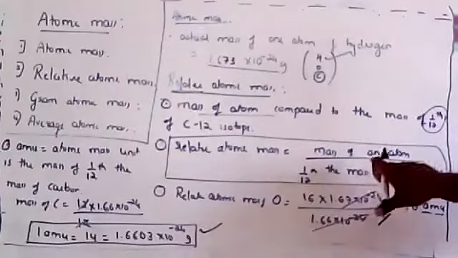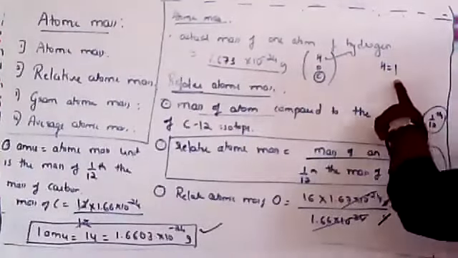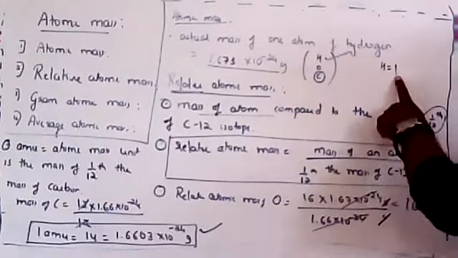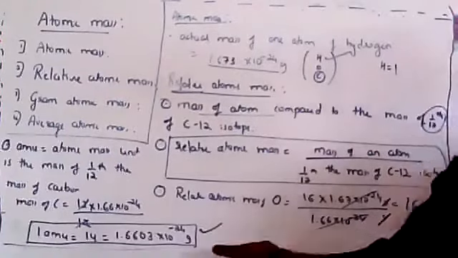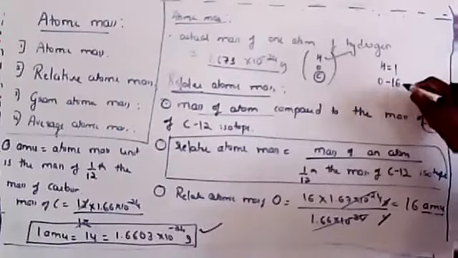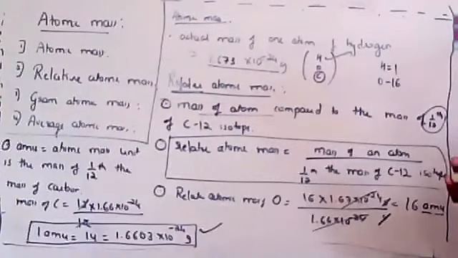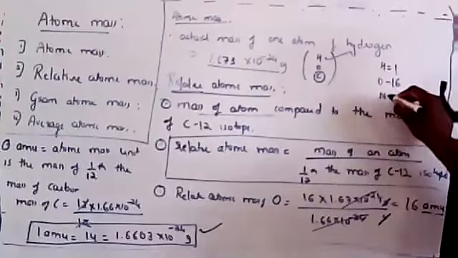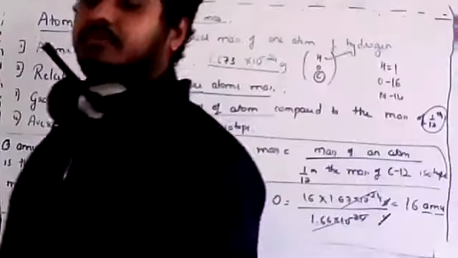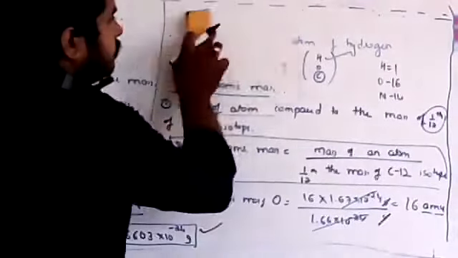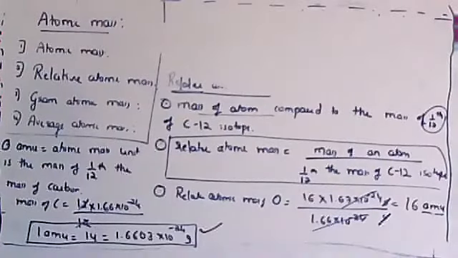Relative atomic mass. For example, the relative atomic mass of hydrogen is 1. What does it indicate? It is 1 time heavier compared to 1 by 12 of the C12 carbon. The mass of oxygen is 16. What does it indicate? It is 16 times heavier compared to 1 by 12 of this carbon isotope. Or if the mass of nitrogen is 14, it is 14 times heavier than 1 by 12 of the carbon. Are you understanding my point now?